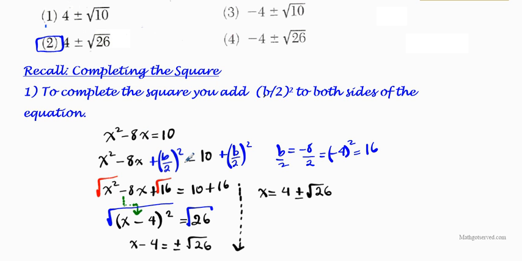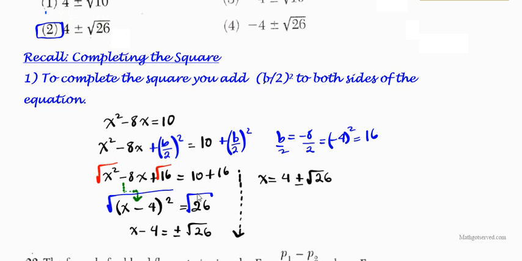Since this is an equation, whatever you add to the left side, you do the same to the right. b is negative 8, the coefficient of x. So you compute b over 2 squared, which is negative 8 over 2 squared, add it to both sides, and then you have a perfect square trinomial that you can easily factor by taking the square root of the first and last, bring down the middle sign.